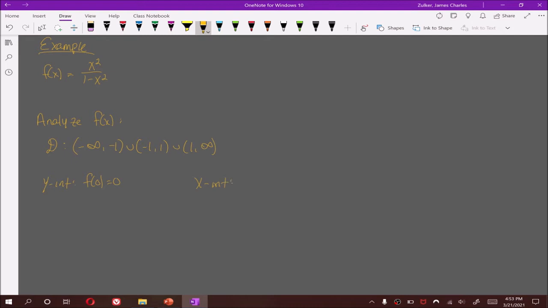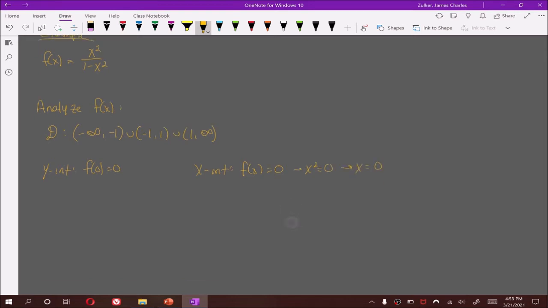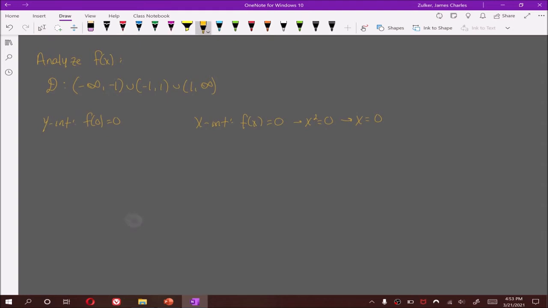X-intercept, we have x squared is equal to 0, which means x is equal to 0, which is the exact same as the y-intercept. So we have only one intercept, and that's the origin.